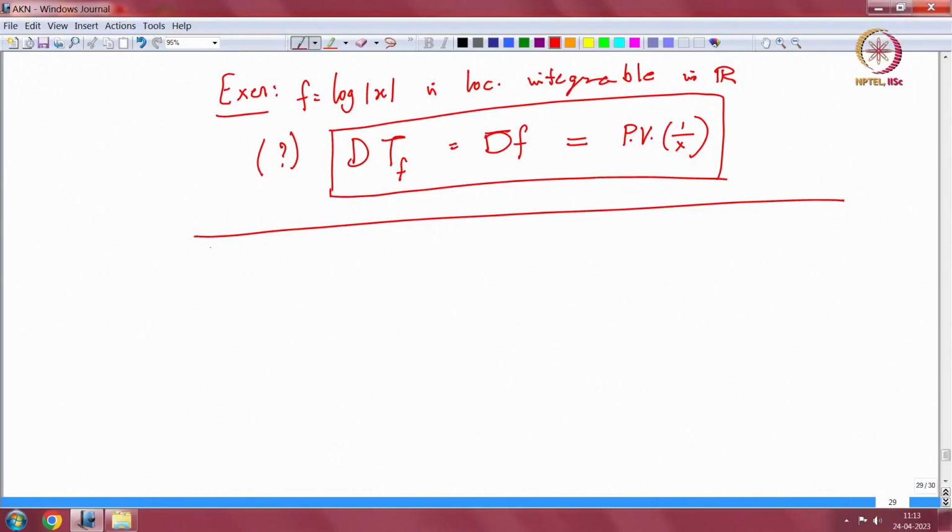So, we have defined the derivative of a distribution in the last class, and we have seen the examples. We have seen many examples of how to compute the derivatives of distributions. Now, we want to introduce something called the Leibniz formula.